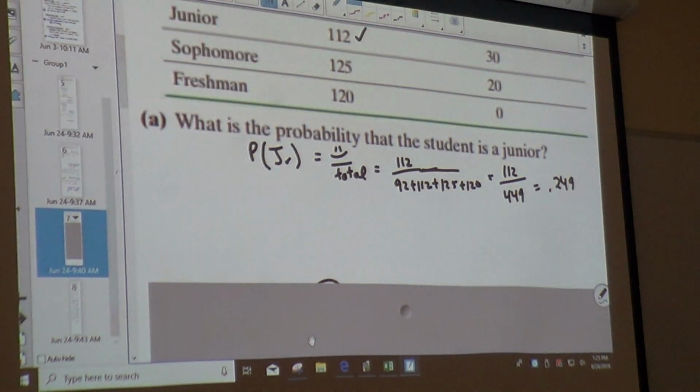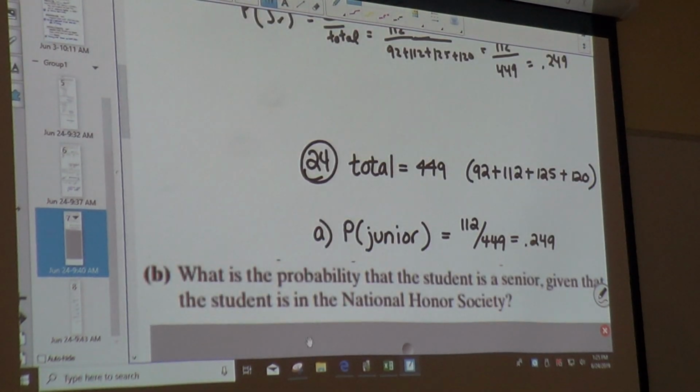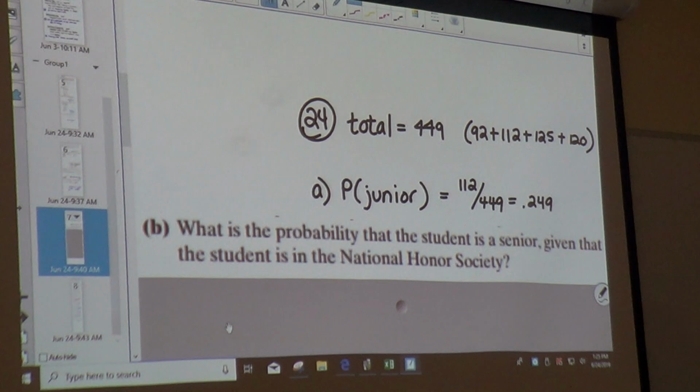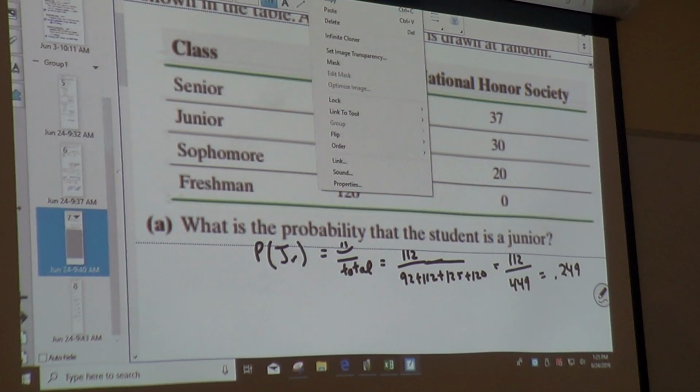All right, let's go to the next one. Did I bring the cute chart? No. Let me bring the cute chart.